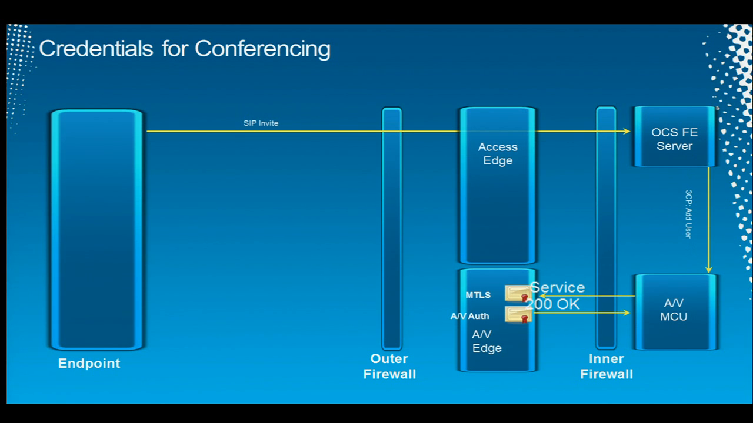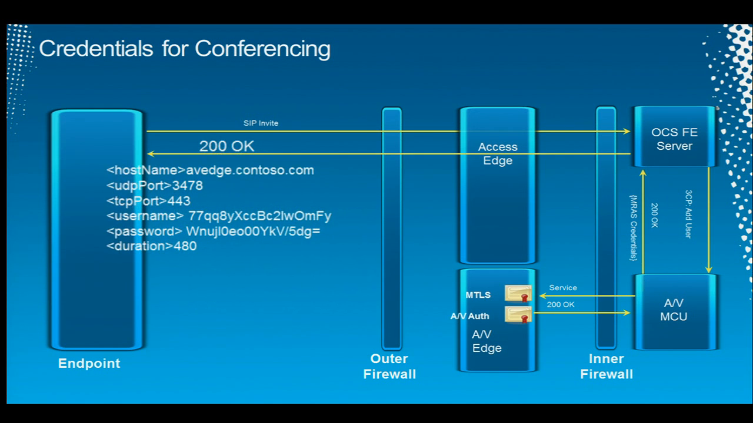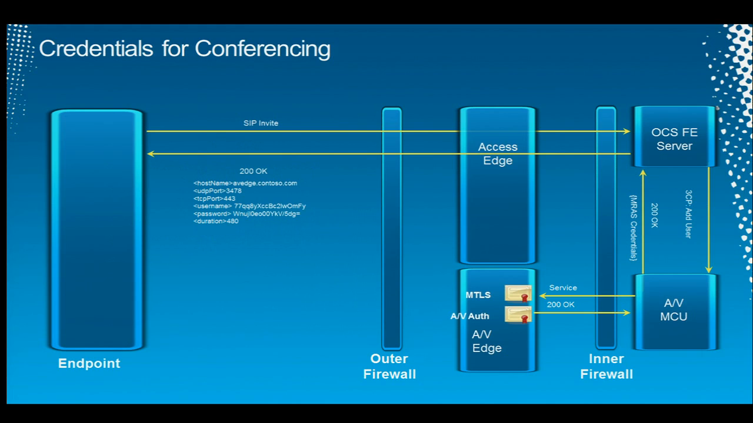The AV conferencing server, the MCU, goes and talks to the MRAS, the authentication service in the AV Edge, to request credentials, which it gets back, and sends it back to the user's front-end server with the MRAS credentials. And that is sent back to the user's client. So again, you get the FQDN, the ports, the user credentials, username, password, and then the duration of how long that is. And so at that point now, the user can connect to the conferencing session over AV.